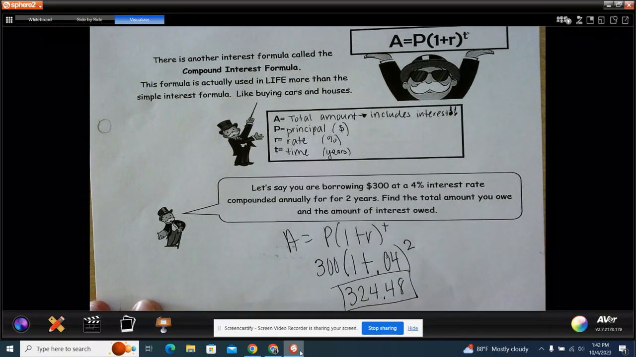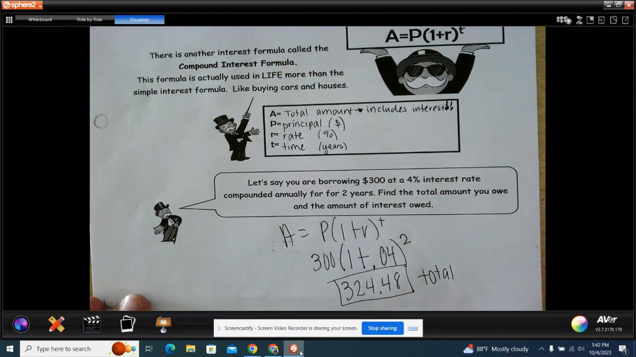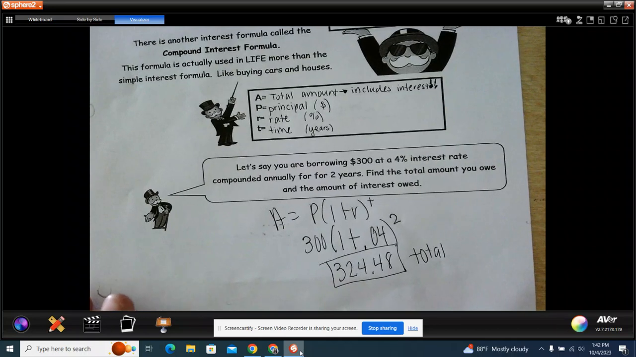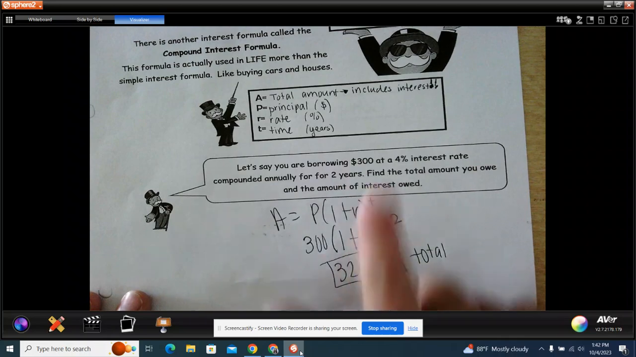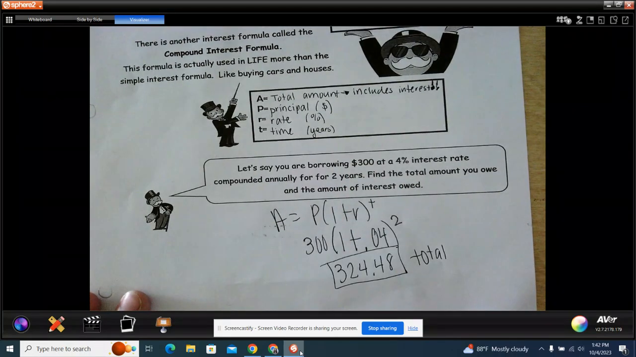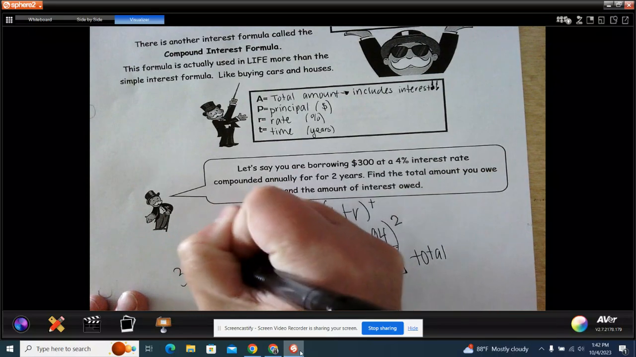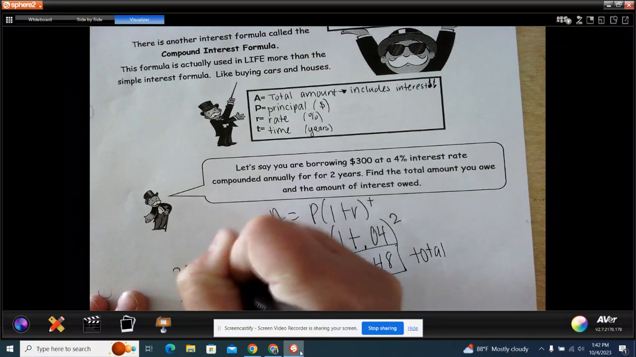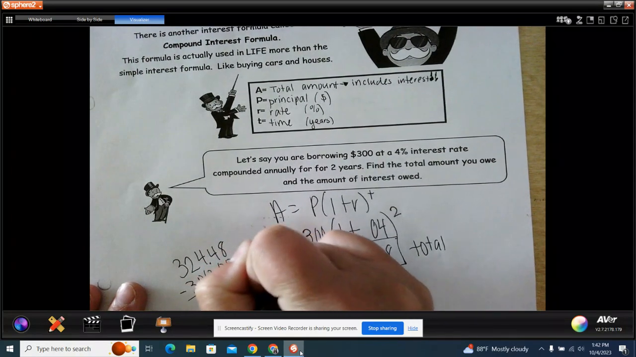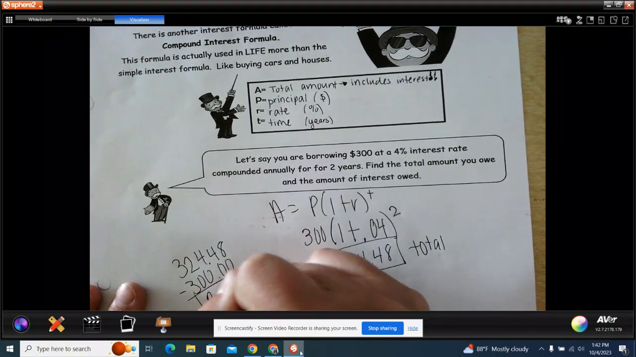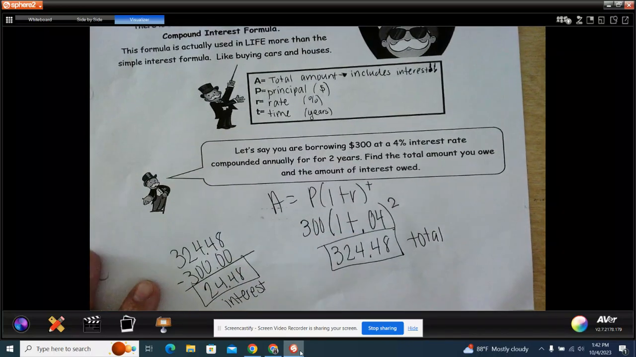So this answer is going to be our total. Compound interest gives us our total already included with our interest. So to find our interest, we are going to take our answer minus our principal, and that will give us our answer. So for our interest, 324.48 minus $300, and we get $24.48. And so this one is going to be the interest. That is how much money is added at the end.